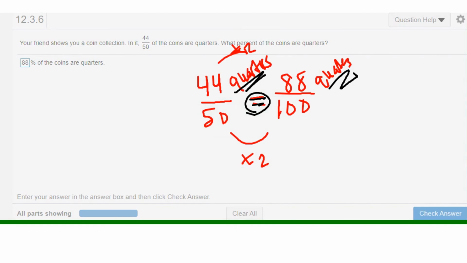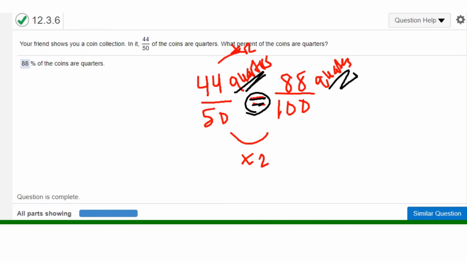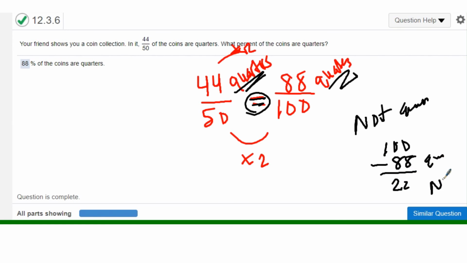Now, if the question said what percent is not quarters, then you would have to subtract. If it said not quarters, that means the rest is going to obviously not be quarters. So 100% is the whole percent. So if 88% represents quarters, that means the rest is not going to be quarters, 12%. So keep that in mind. You have to pay attention to what the numerator of the ratio is represented by.